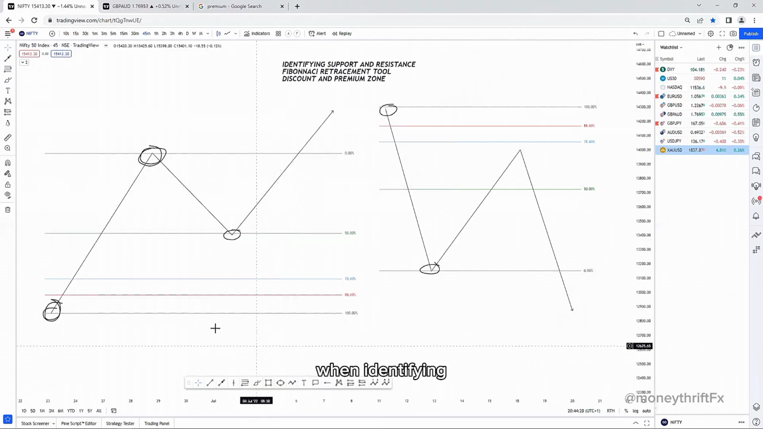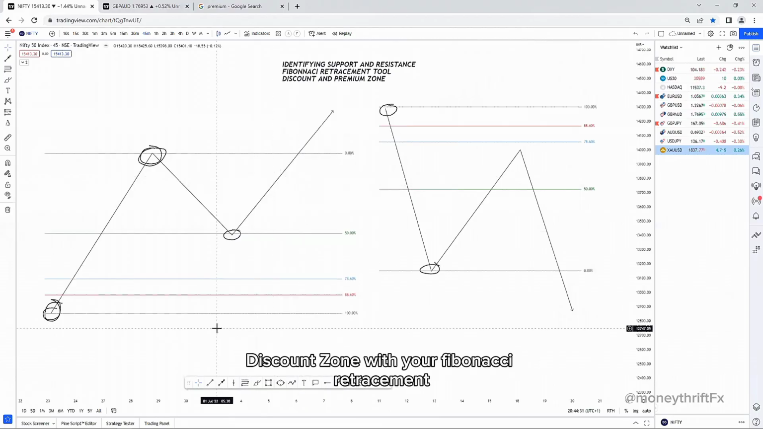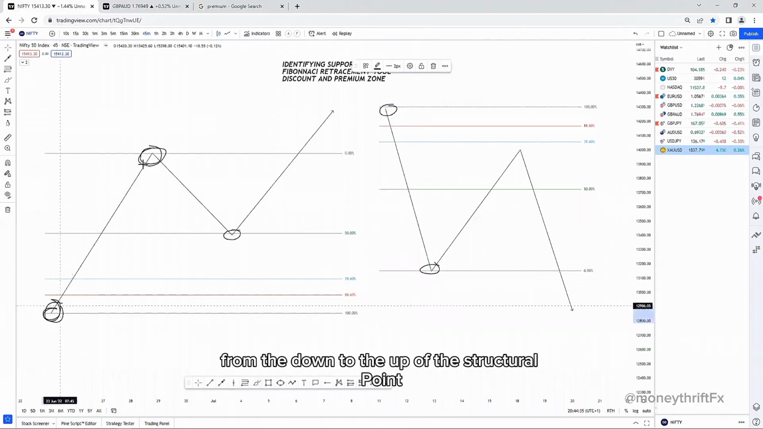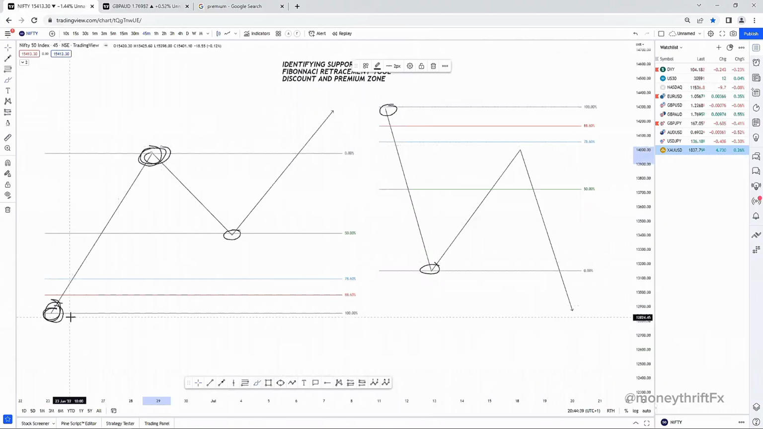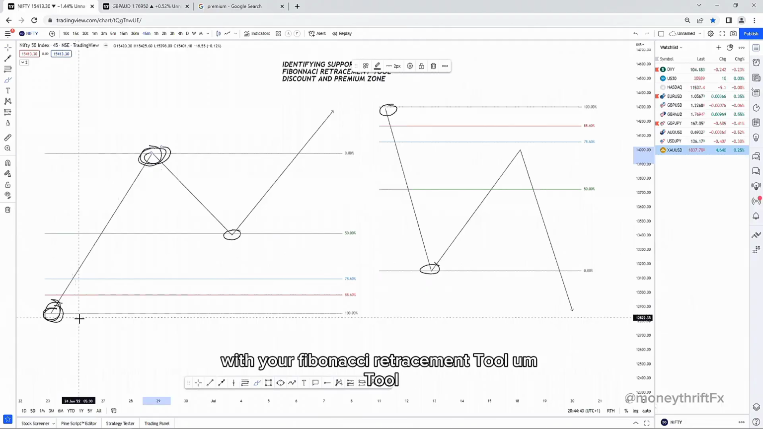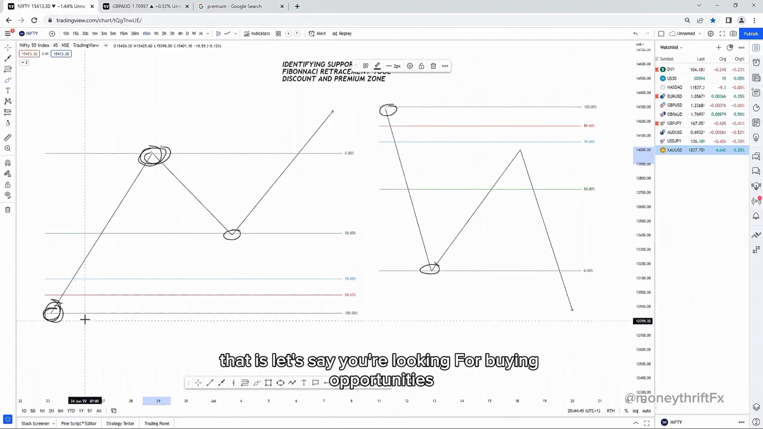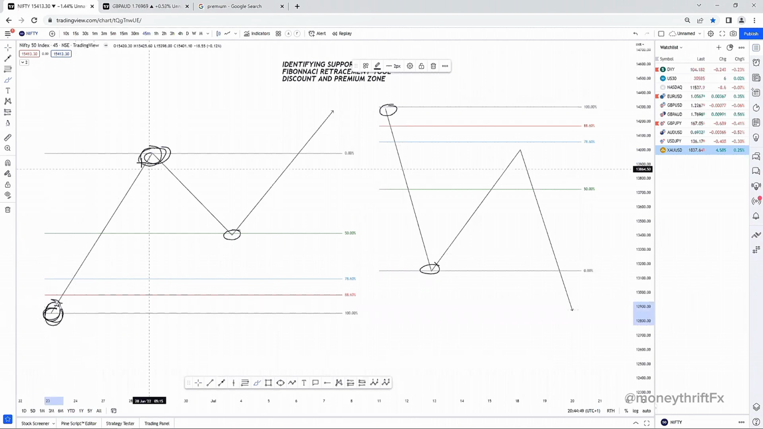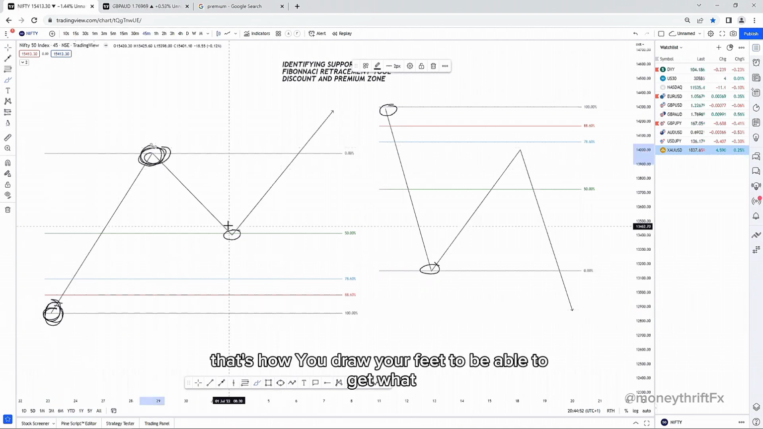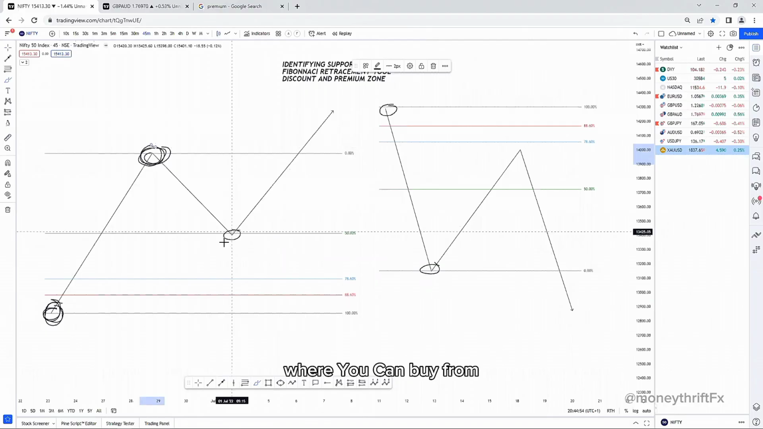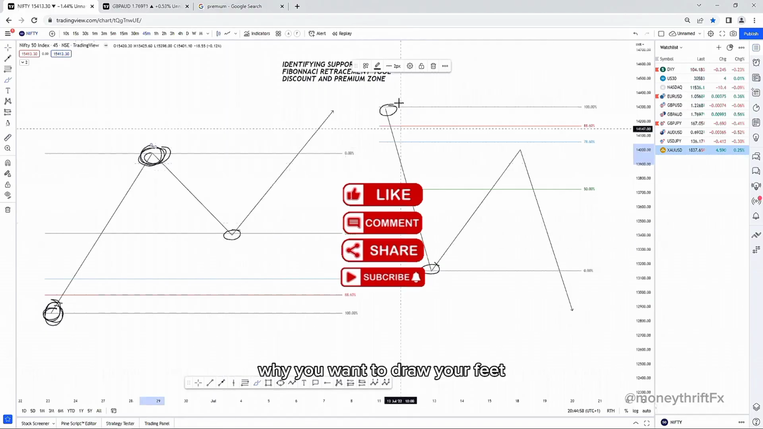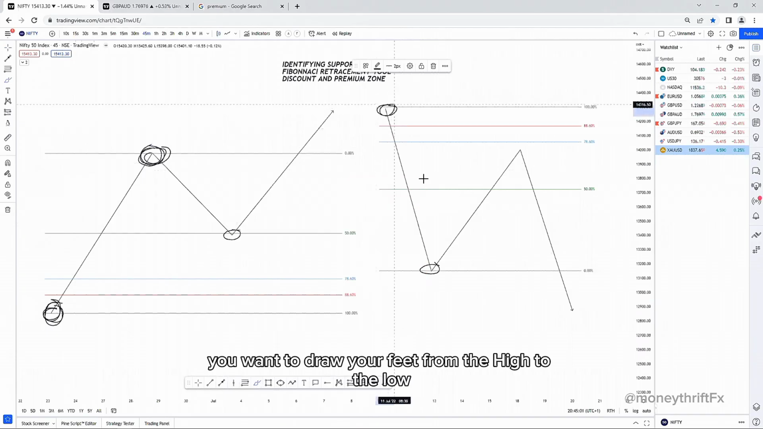Remember, when identifying a discount zone with your Fibonacci retracement, you want to draw the Fibs from the down to the up of the structural point. When identifying your discount zone with your Fibonacci retracement tool, that is, let's say you're looking for buying opportunities, you want to draw your Fib from the low to the high. That's how you draw your Fibs to be able to get those good discount zones where you can buy from. But when you want to sell in the market, you want to draw your Fib from the high to the low.